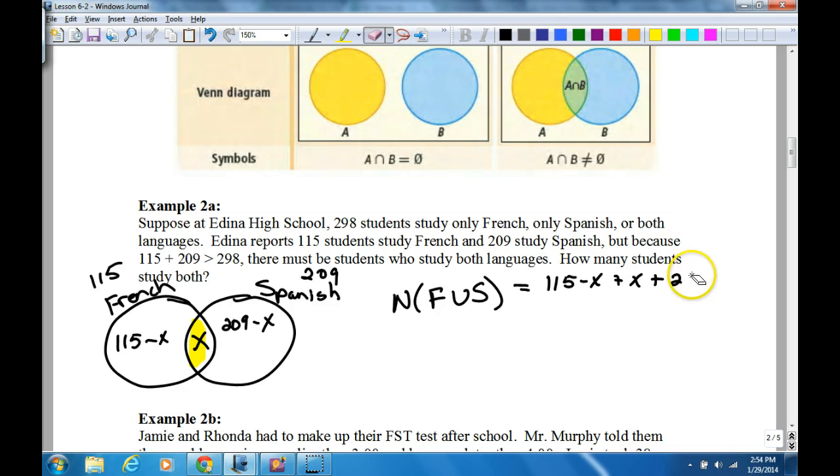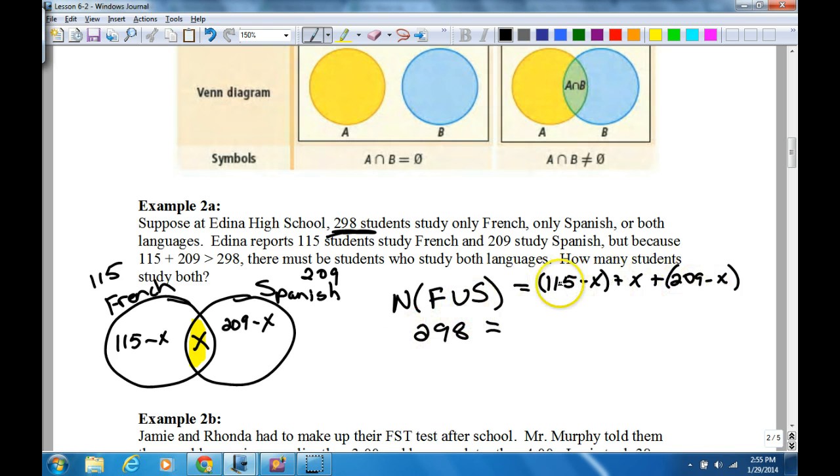Could you have the French and Spanish in parentheses? You could, yeah. So she's asking if we should write it like this? Yeah, if it makes it easier for you to see that those are three different parts. Okay? So we know already that the total is 298. So I'm going to write that right here, 298. Good question.